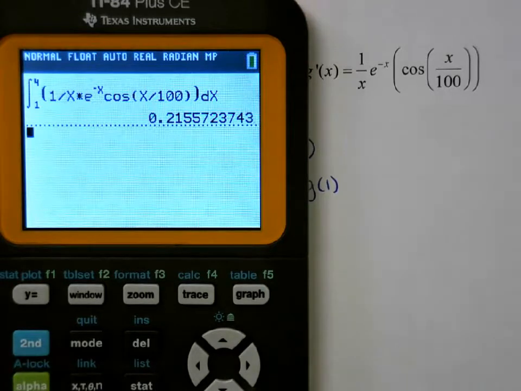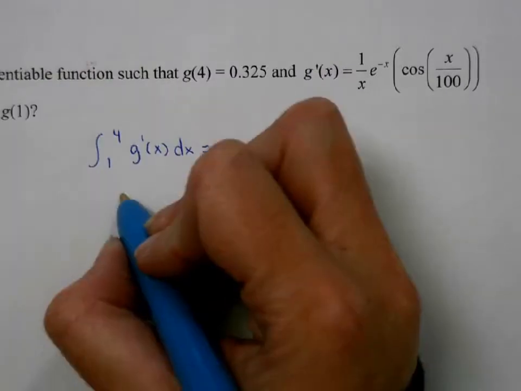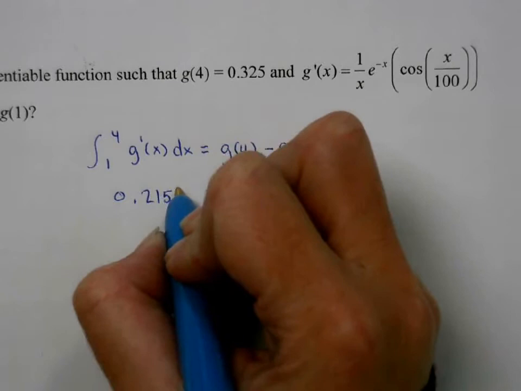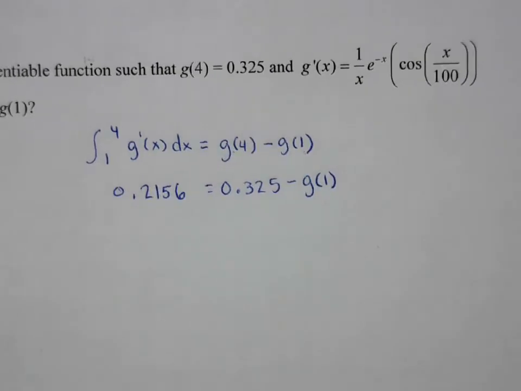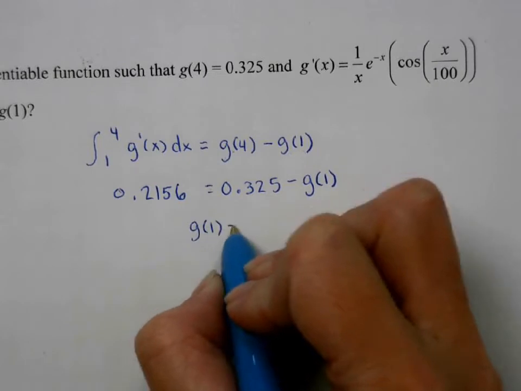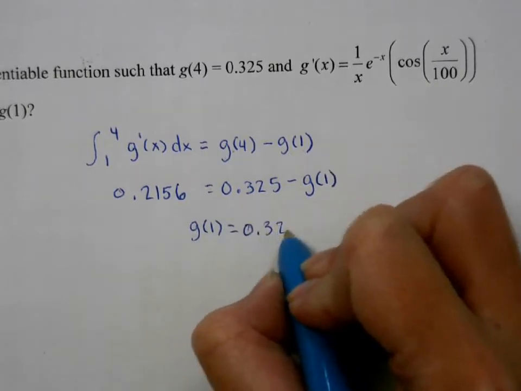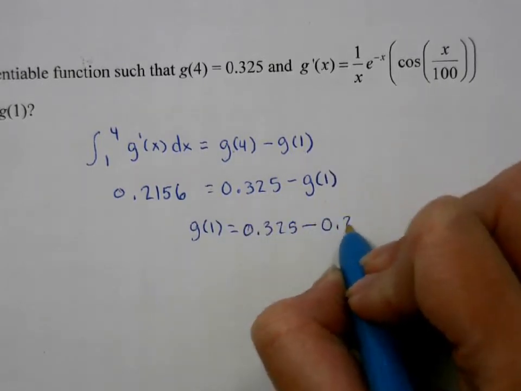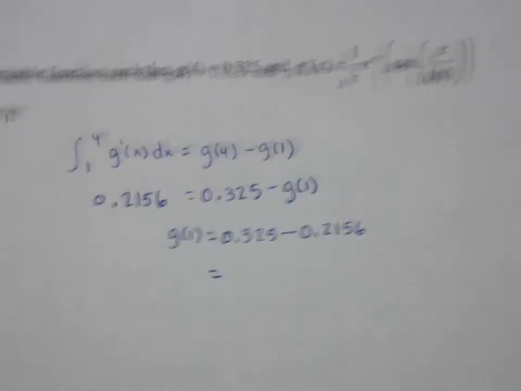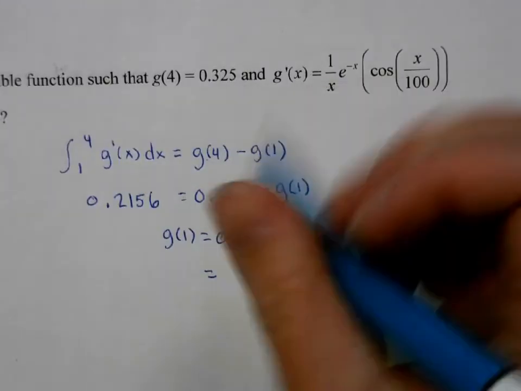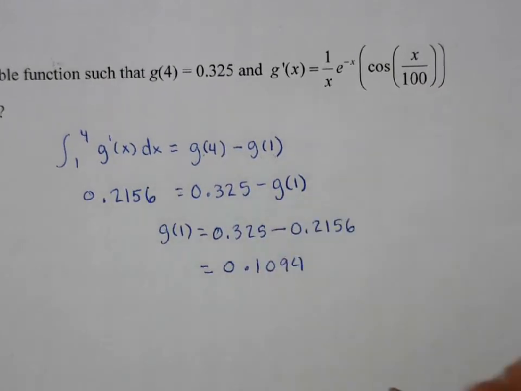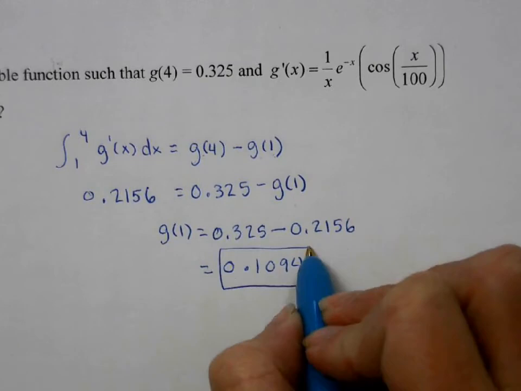Remember, we just need to be accurate to 3 decimals. Okay, so what I'm going to do is I'm going to add the g1 over, which means g1 is 0.325 minus 0.2156, which gives me 0.1094. So that is the second part of the fundamental theorem of calculus.